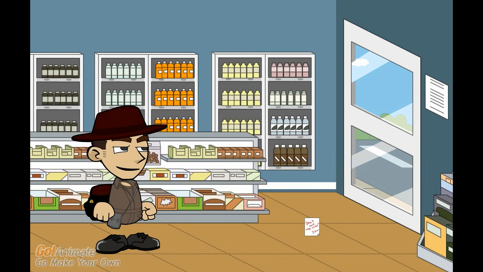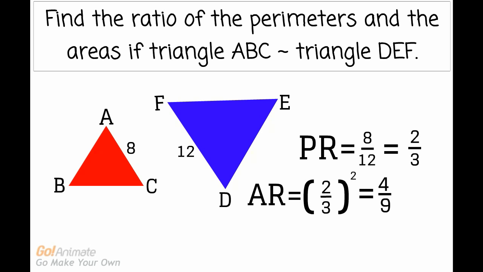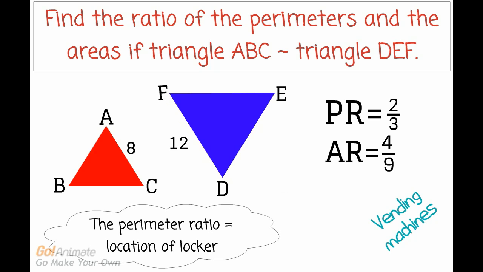What is that? It looks like a math problem. Let's solve it. Find the ratio of the perimeters and the areas if triangle ABC is similar to triangle DEF. First, make a side ratio and simplify. The answer is 2/3. According to the areas of similar polygons theorem, we need to square the side ratio to get the area ratio. After we do that, we get 4/9. And those are our answers. There is our first clue, and the vending machines are where we need to go next.